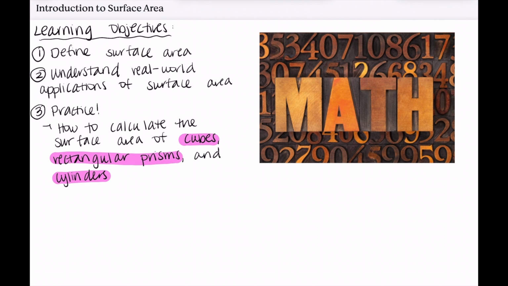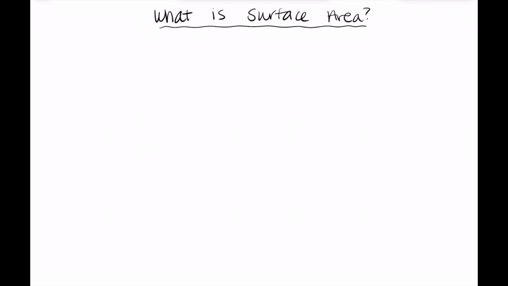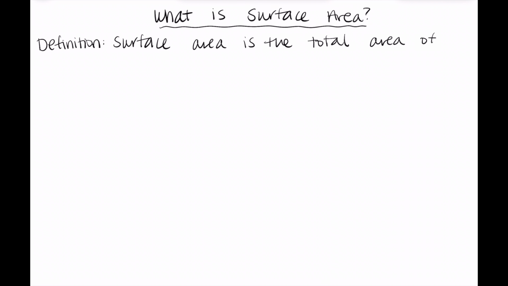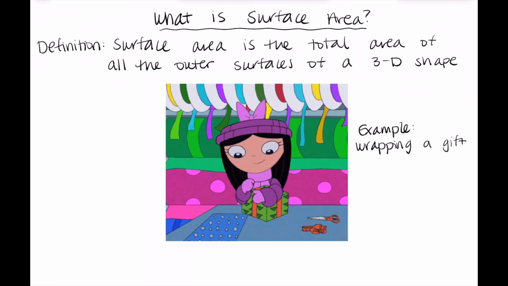And now that we've gone over our learning objectives and our lesson plan for today, let's get into our first part of today's lesson, where we want to understand what surface area is. So to start off, the definition of surface area is that surface area is the total area of all the outer surfaces of a 3D shape. So a good example here and how to envision this is, imagine you're wrapping a gift, right? The surface area is the total amount of wrapping paper you would need to cover all of the surfaces of whatever shape gift you are wrapping.